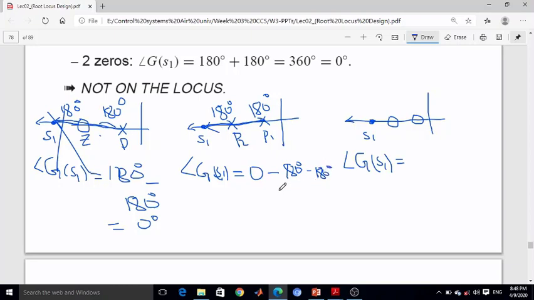That means minus 360 degrees, which means 0 degrees. 360 degrees is also 0 degrees. So this point is also not on the root locus.